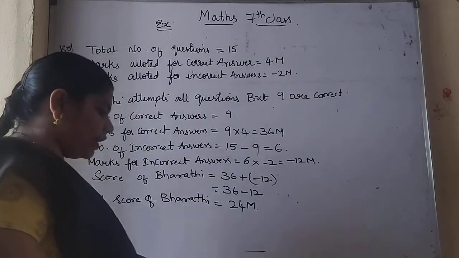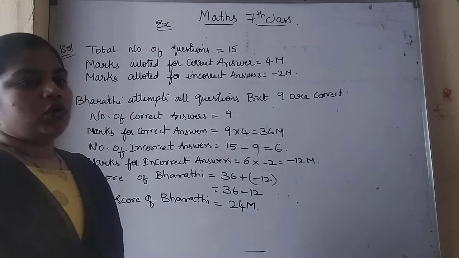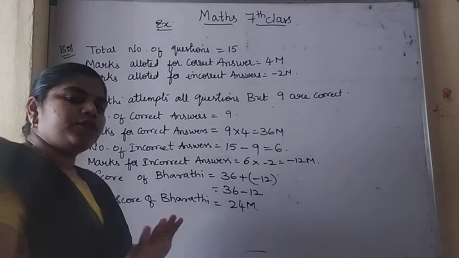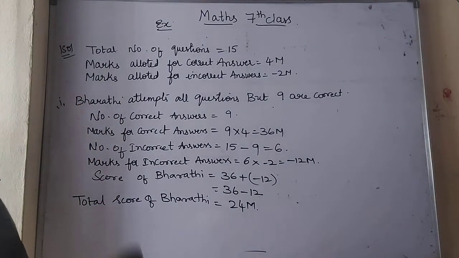Next, one of her friend Hema attempts only 5 questions and all are correct. One of her friend only attempted only 5 questions. So all the 5 questions are correct, it seems. So what is the score of her, we have to find now.